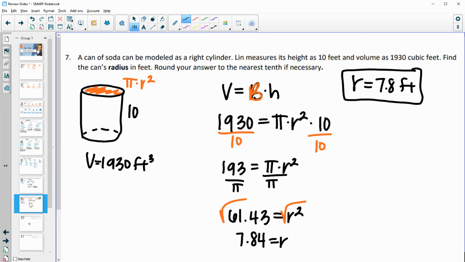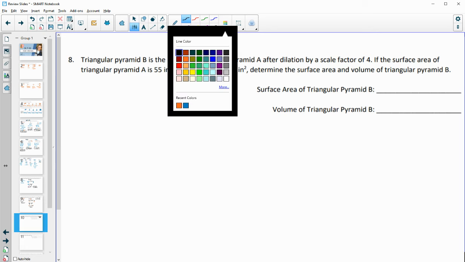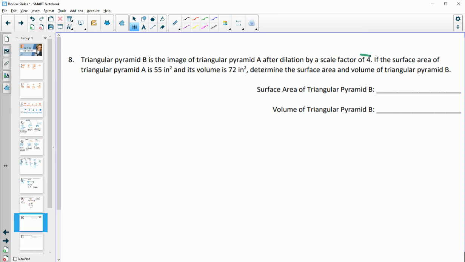Number 8, triangular pyramid B is the image of triangular pyramid A after a dilation and a scale factor of 4. Okay, so we've got a scale factor of 4. You can draw a picture of this. I'm not going to. I'm just going to write A and B. So we've got this A shape, and then it dilates into this B shape, and the scale factor is 4. So this just kind of helps me keep track that A is the original, B is the image.